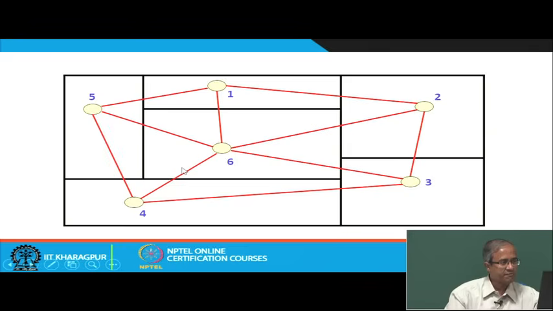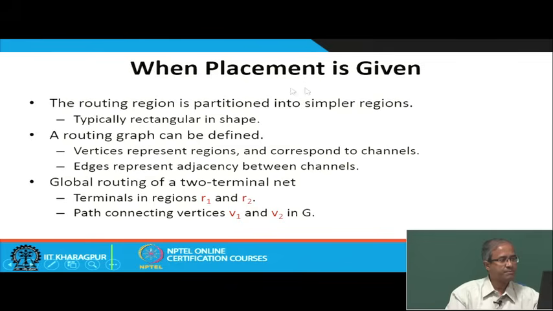If we have the floor plan given, but not the placement, then you can use this approach. But if you have the placement given, then you have a routing graph which is nothing but the channel intersection graph that we have discussed, where the vertices represent regions which correspond to channels, and edges represent adjacency between channels, or the dual of this. Either way, the dual graph is the channel intersection graph.